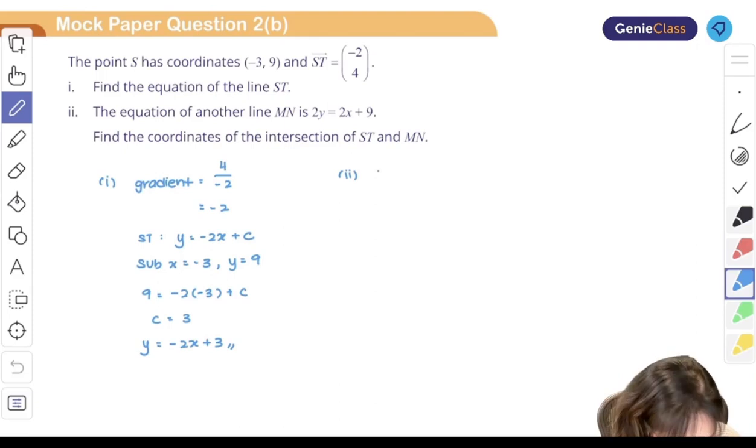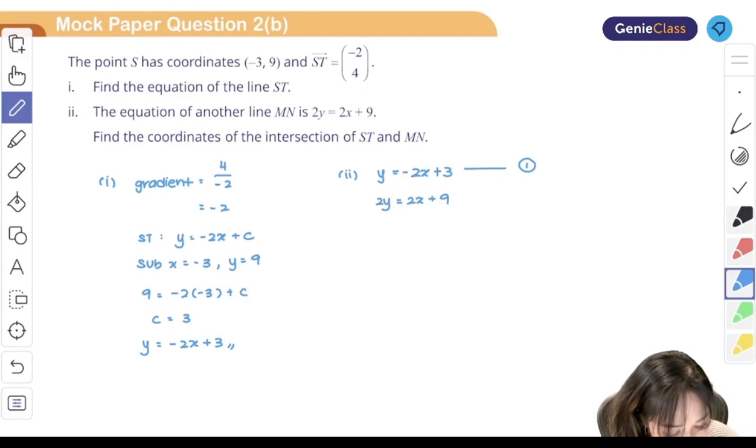Okay, so we have equation 1, y equals negative 2x plus 3, and equation 2 given to us, 2y equals 2x plus 9, right? Then we solve for x and y. You can do substitution or elimination, again, whichever you feel comfortable with. I'm just going to do substitution. So sub equation 1 into equation 2.